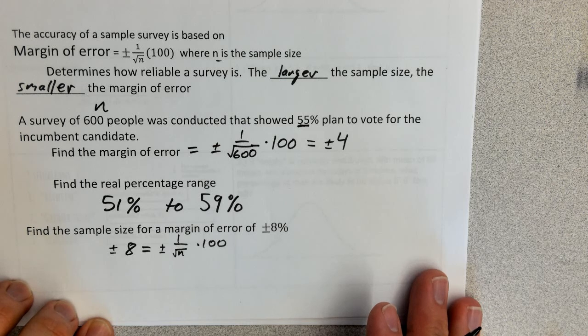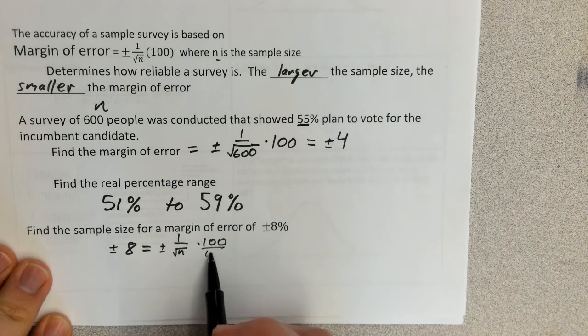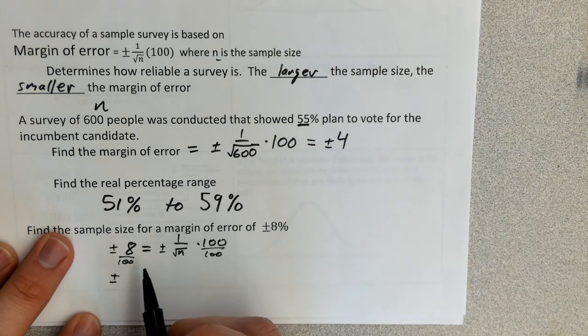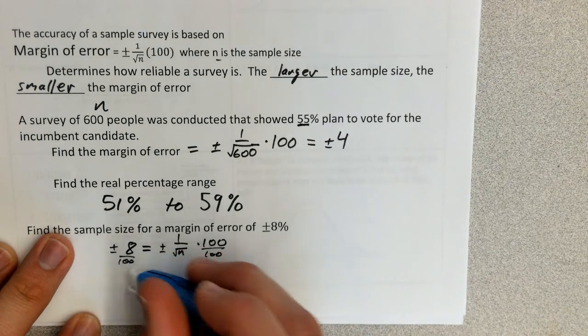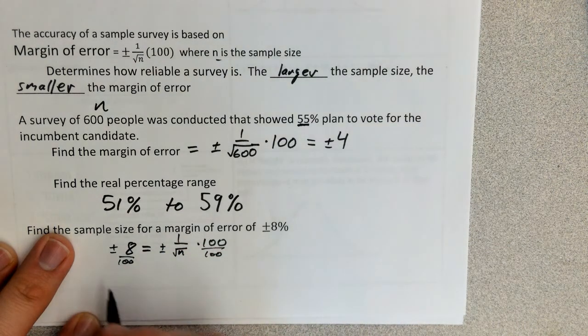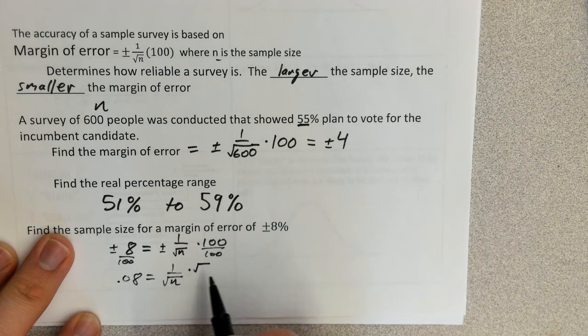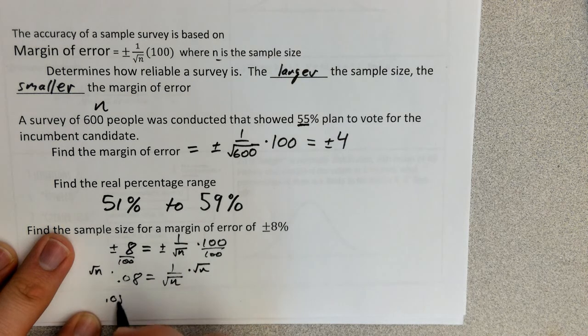And so what we'll do is divide both sides by 100. So on the left we get 0.08. And actually, in fact, we don't need the plus or minus because it shows up on each side. So we can just drop the plus or minus. All right, so 8 over 100 is just 0.08. That's going to be equal to 1 over the square root of n. And then we're going to times both sides by the square root of n. So I get 0.08 times the square root of n on the left is equal to 1 on the right.